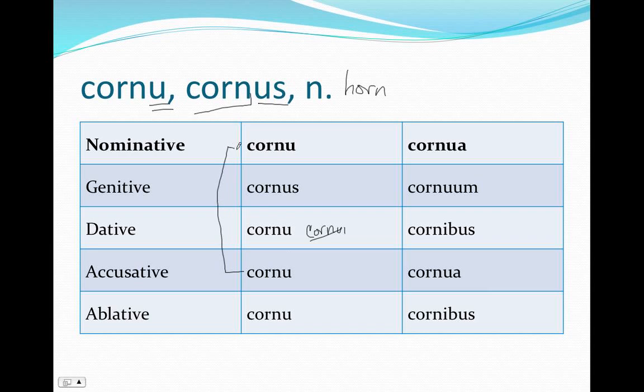In the accusative, it's identical to the nominative, and then the ablative cornu is regular, just like the masculine and feminines. And then in the plural, cornua, ending in a. You're already familiar that neuter plural nominatives end in a. Cornu, cornuum, perfectly regular. Cornibus, cornua, identical to the nominative, cornibus. So the thing to keep in mind mostly is that this dative singular does not have an i.